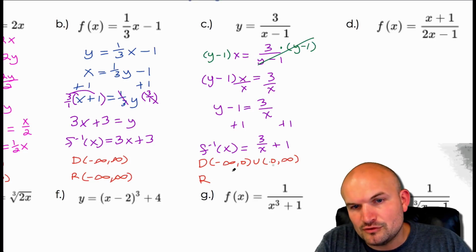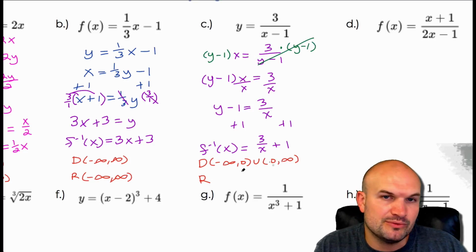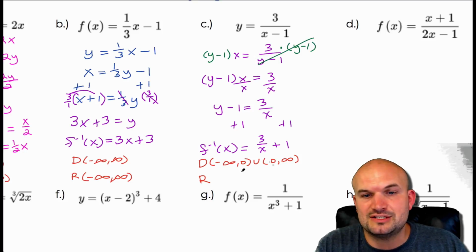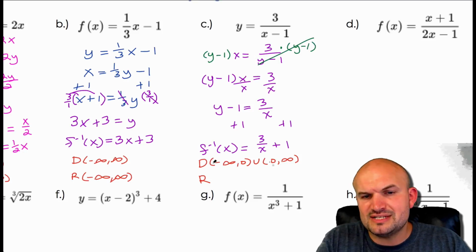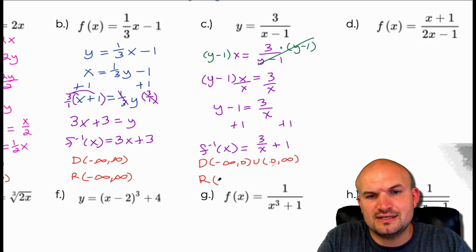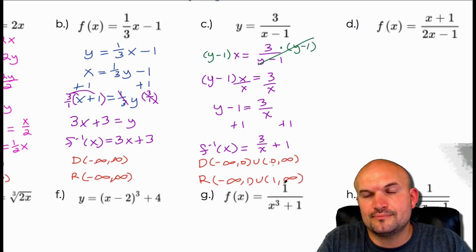So in interval notation, in set notation, we want to make sure we clarify x's or y's. But for set notation, we can just rewrite this as -infinity to 1 union 1 to infinity.